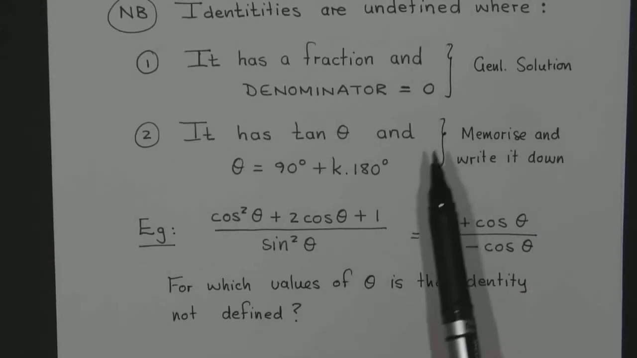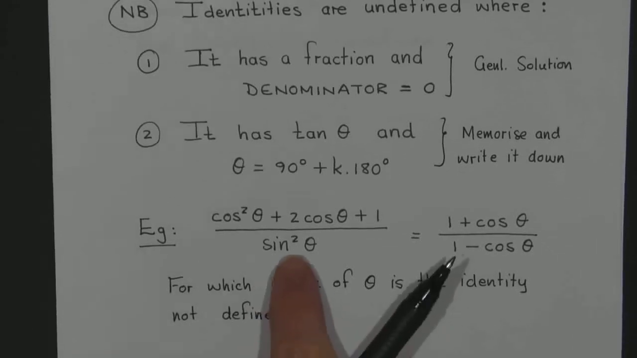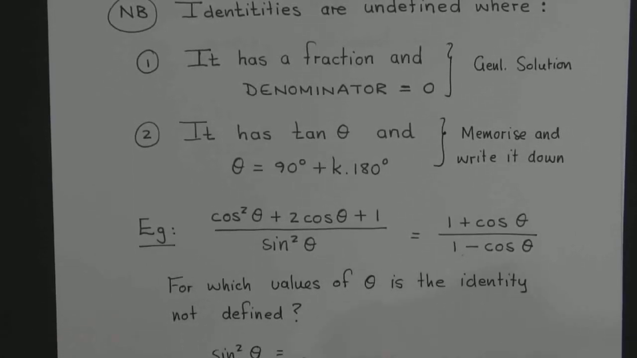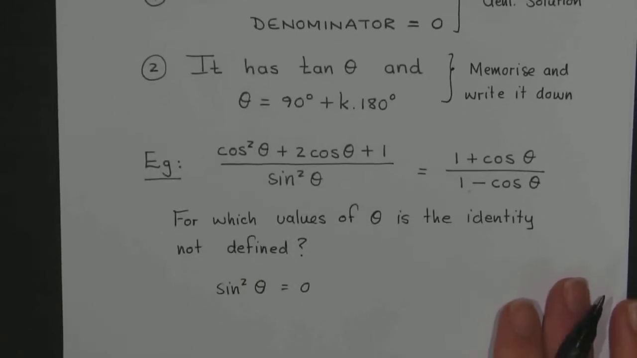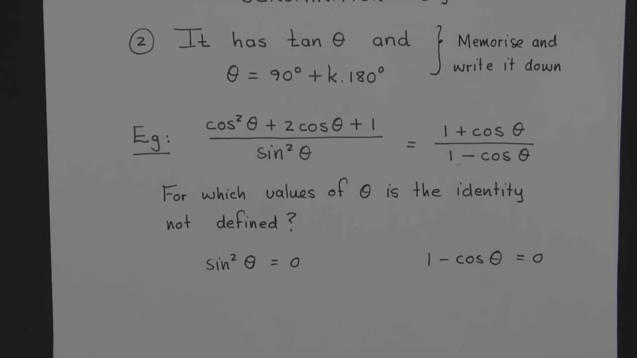Okay. So, in this one, because they are fractions, and by the way, this is the interesting thing about these. You can set sine squared theta equal to 0, because obviously if this is 0, then the identity is undefined. And you can then go and set 1 minus cos theta equal to 0. And by the way, 99% of the time, these two will end up giving you the same general solution.